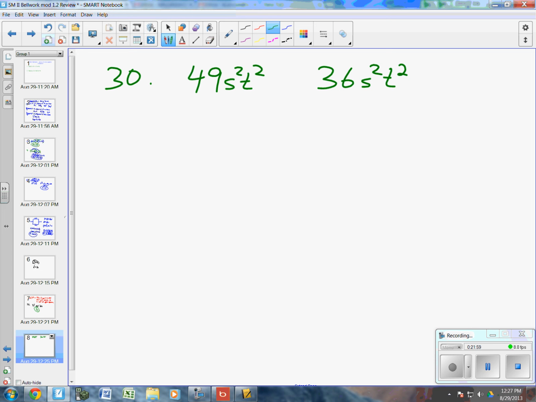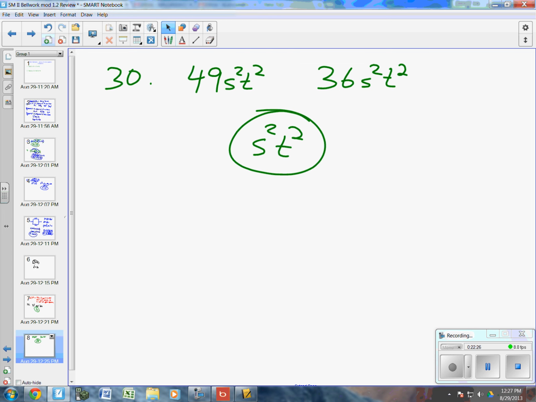And so out of 49 and 36, the greatest common factor is 1, but it's not going to change anything, I think. And so this one is s squared t squared, right? And that's it. You could put 1s squared t squared, but do we usually put a 1 in front of a variable? We don't usually do that, okay? So we got that. All right.